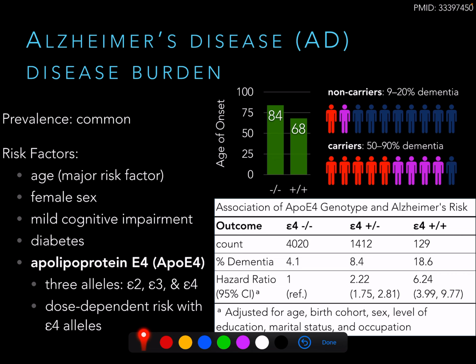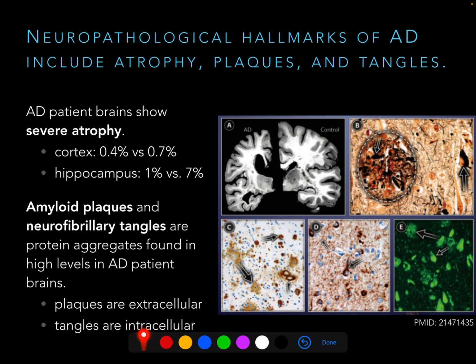This has to do with the age of onset. In folks who don't have that epsilon 4 allele, the typical age of onset is 84. So this is quite old. This is, I'm pretty sure, still beyond our average life expectancy. Folks who have 2 copies of the epsilon 4 allele are going to develop it much earlier. So we see dementia coming on around the age of 68. So we'll see if we can link this ApoE4 allele to Alzheimer's risk later on.